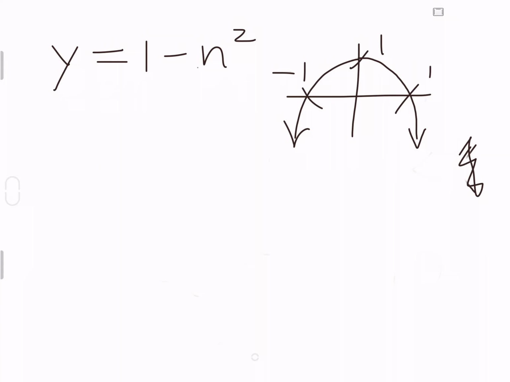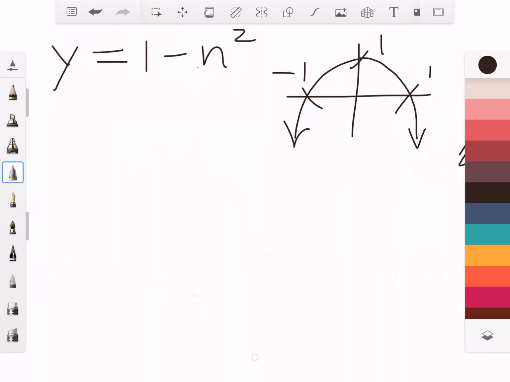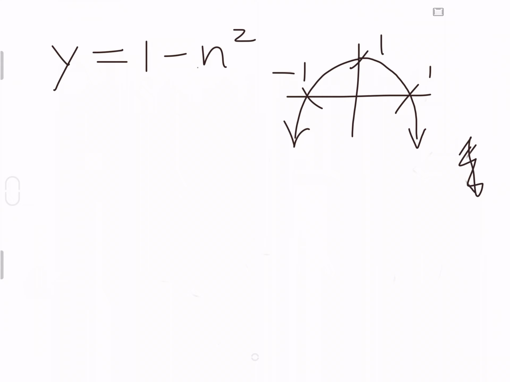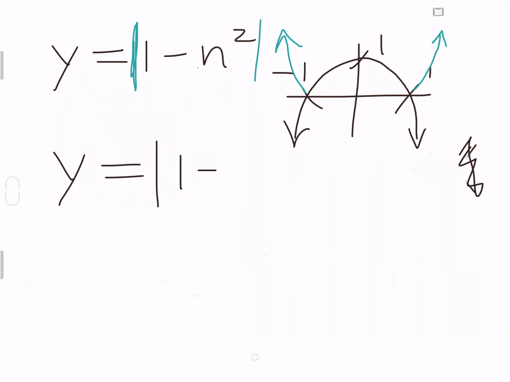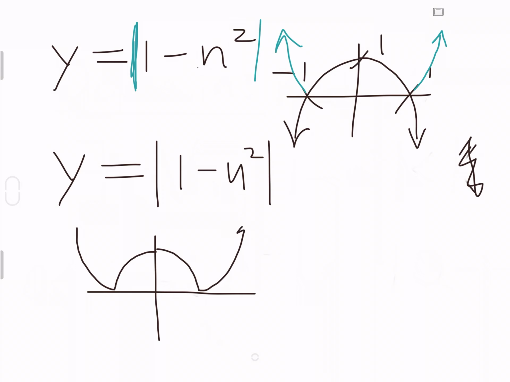So that's 1 minus n squared. Now, you may remember from other classes, what does the absolute value look like? If you take the absolute value of this thing, then what happens is all the negative parts get reflected across the x-axis. Okay, so then the graph of y equals the absolute value of 1 minus n squared looks like that.